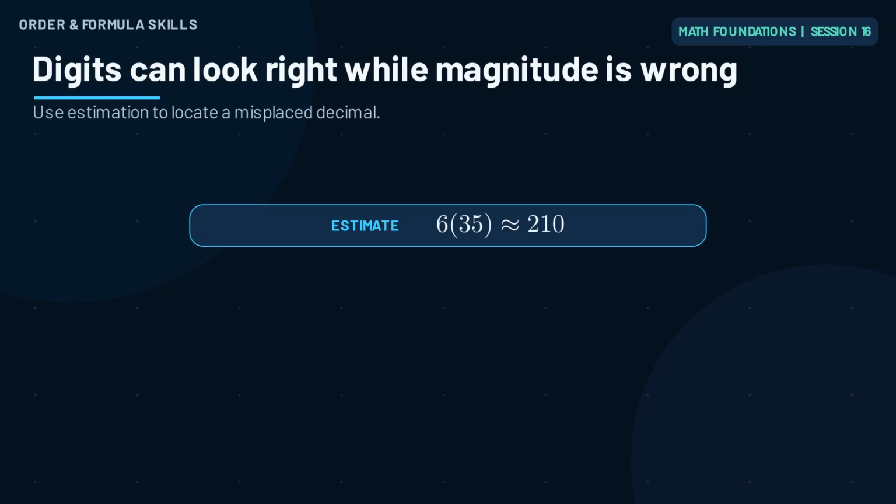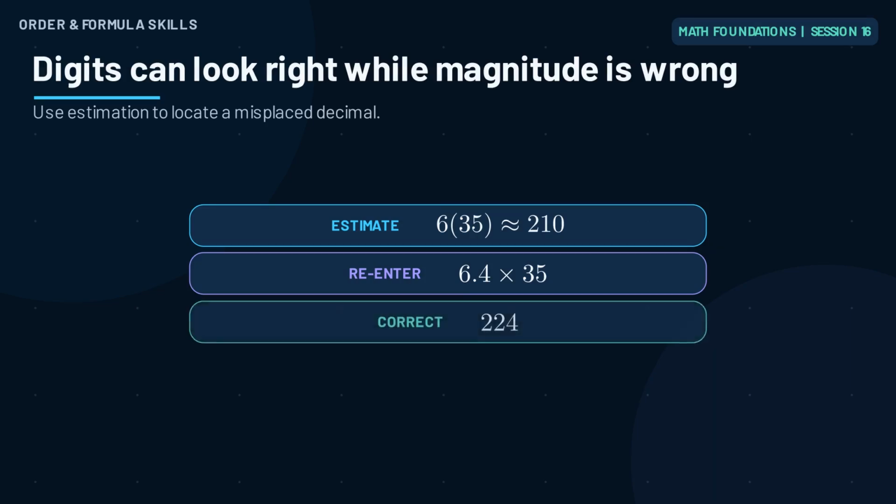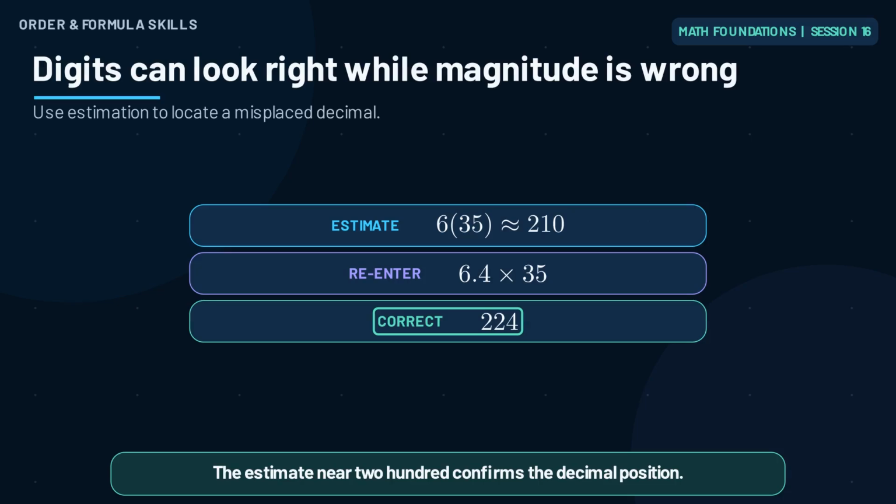Re-enter 6.4 and confirm the decimal after the 6. Multiply by 35 and press equals once. The corrected display is 224. The estimate near 200 confirms the repaired decimal position. Estimate-based scale checks catch errors that digit checking misses. Read the whole magnitude, not just the sequence of digits.